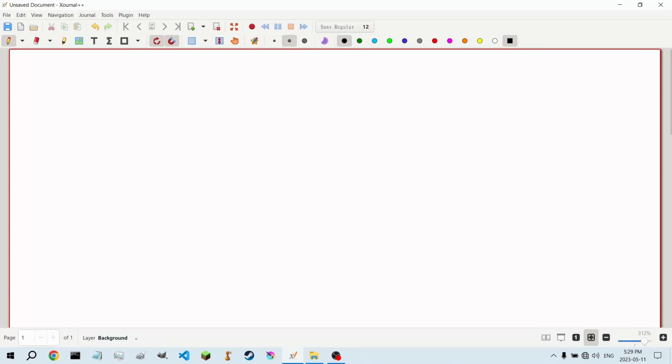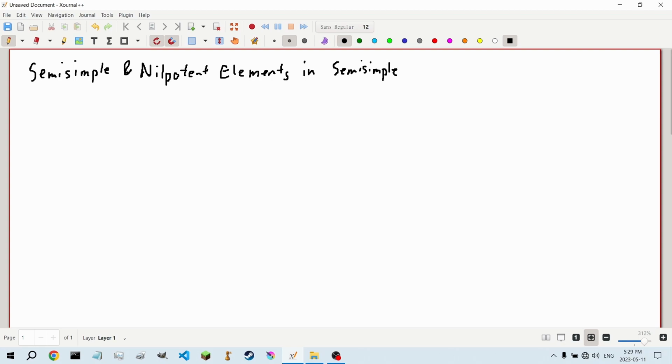Alright, so today we are looking at semi-simple and nilpotent elements in semisimple Lie algebras. Never sure how to capitalize these here. Bit of a long title today, that's how it goes. And as usual, we start out with a proposition.